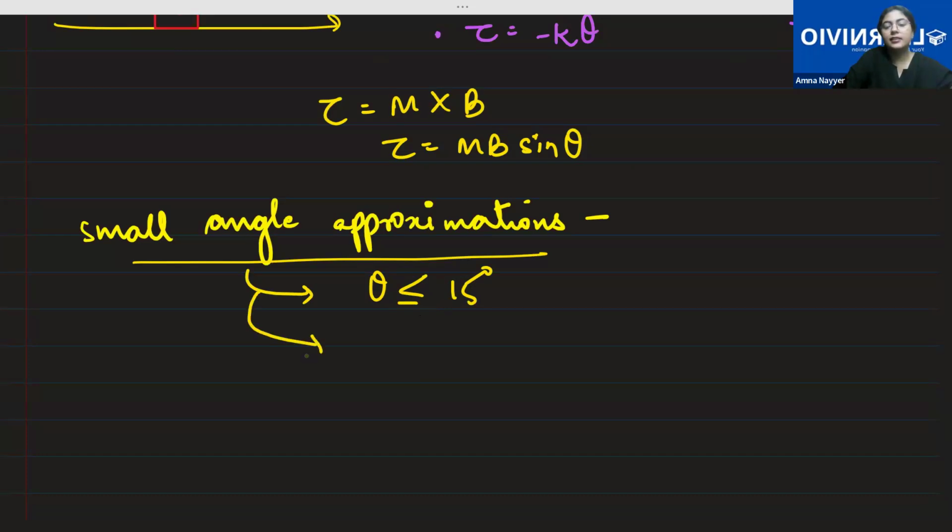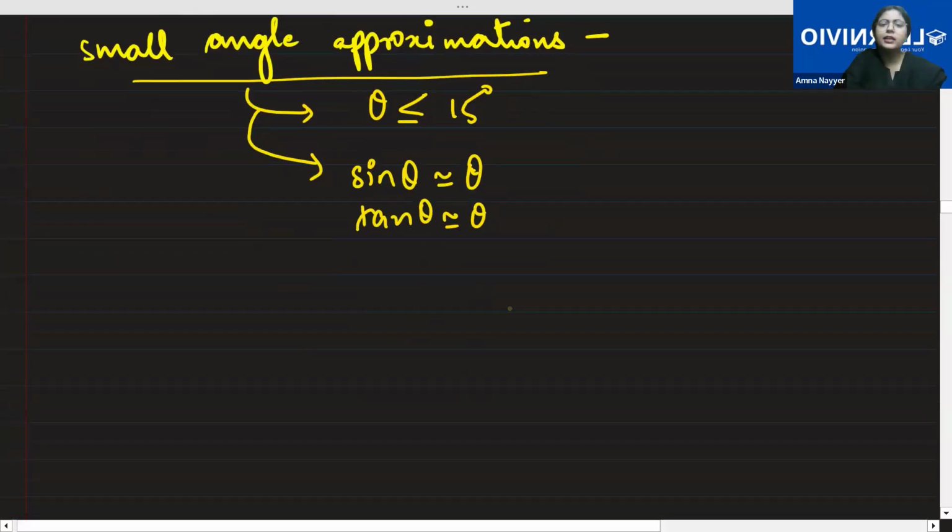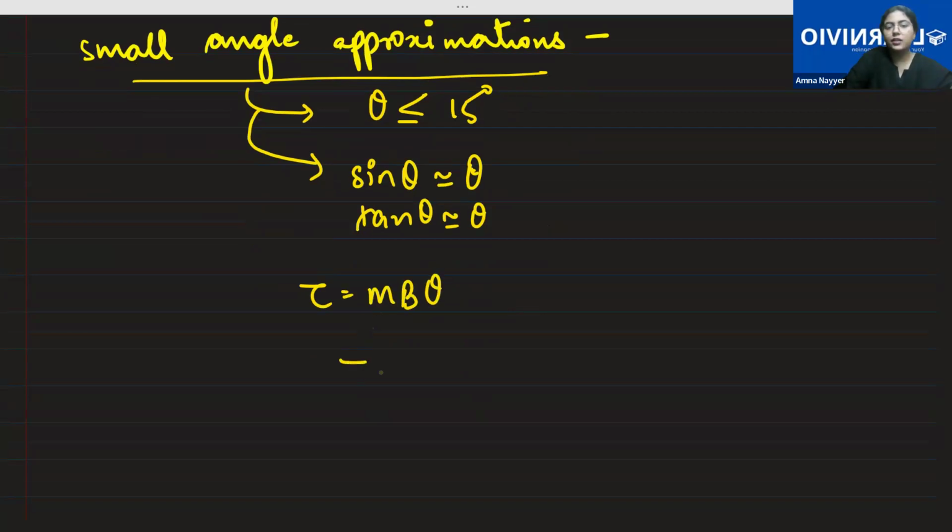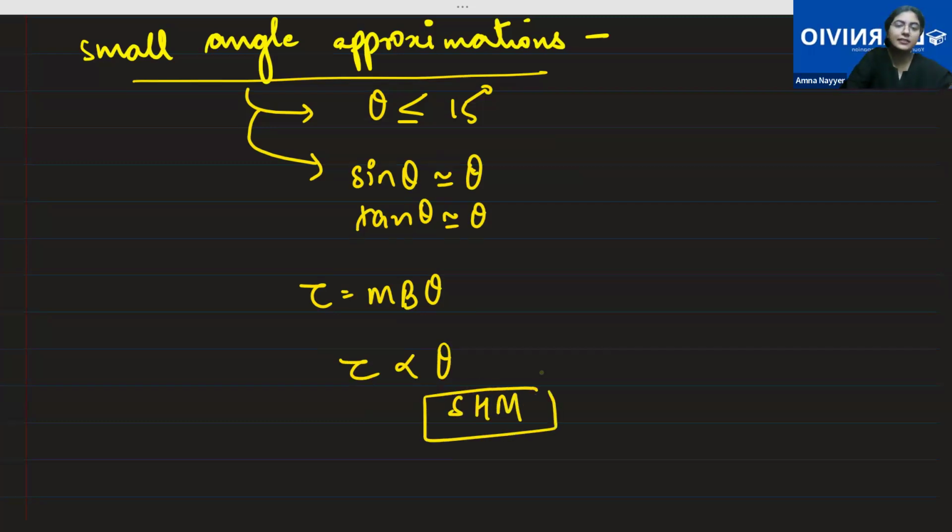And second is, in this case, your sine theta almost becomes equal to theta and your tan theta almost becomes equal to theta. When we did the ray optics chapter, I think at that time we discussed this point. So anyways, right now what you can say, tau is equal to mB theta. So this shows that torque is directly proportional to theta, which satisfies the fact that yes, it is under SHM.